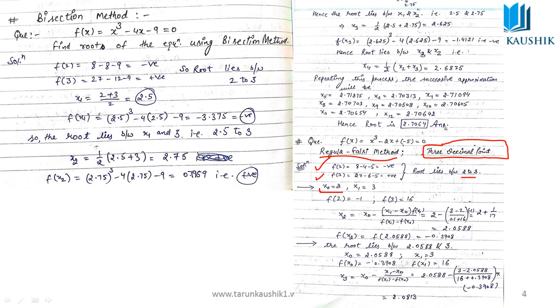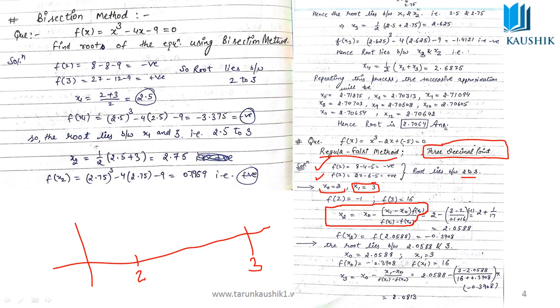So x naught equals 2. What is x naught? I am assuming that the initial value is 2 and the final value I am assuming is 3. So the root will be lying between 2 and 3. Again this is the same procedure to be followed. 2 and 3, the root will be lying between these two. Okay, so now you have to remember this formula.